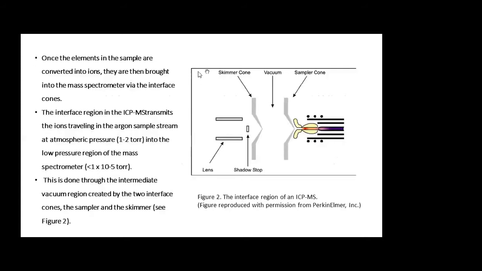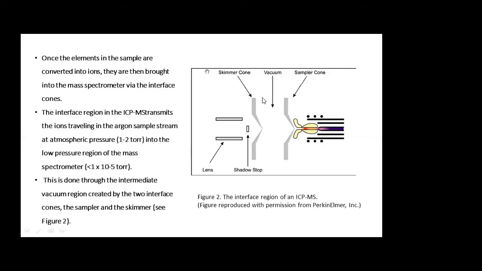Once the elements in the sample are converted into ions, they are then brought into the mass spectrometer. Now the first part has already worked. In the first part, that is a part of inductively coupled plasma, you have converted the sample into aerosols, you have introduced it into the tube, and in the tube it got converted into gas and then into the ions.